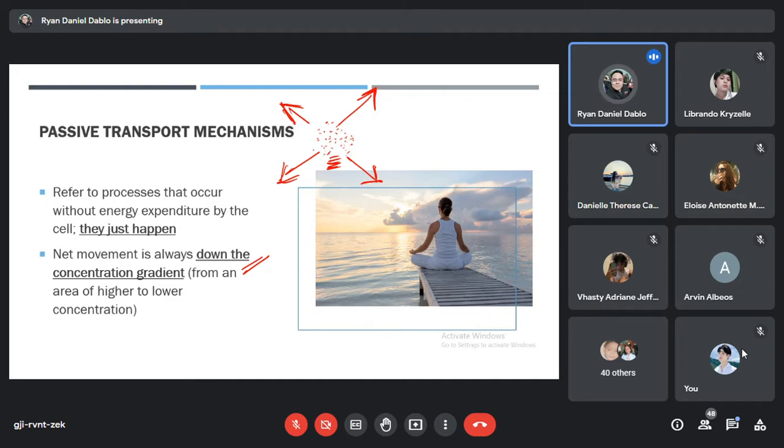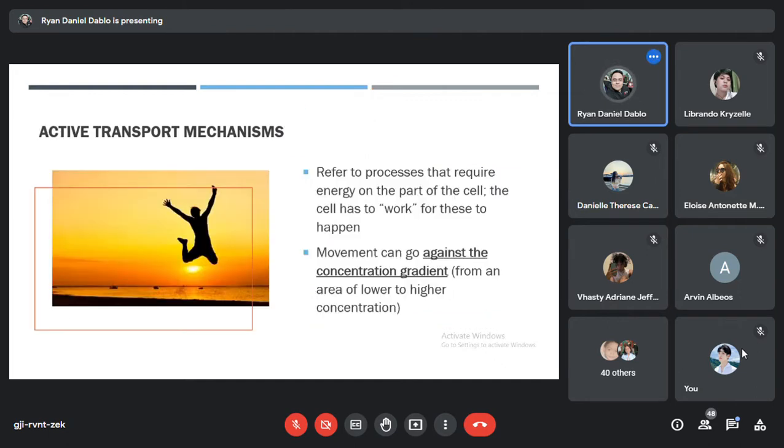So that's just how things happen. On the other side of the coin, we have what we call active transport mechanisms, which actually require energy, right? The cell needs to put in work for these to be accomplished. That's why they're labeled as active. Now, the advantage of active transport is that it can go against the natural flow. What I mean by that is it can go against the concentration gradient. So it can move something from an area where there's less of it to an area where there's already more of it. You are forcing a molecule to move against the concentration gradient.